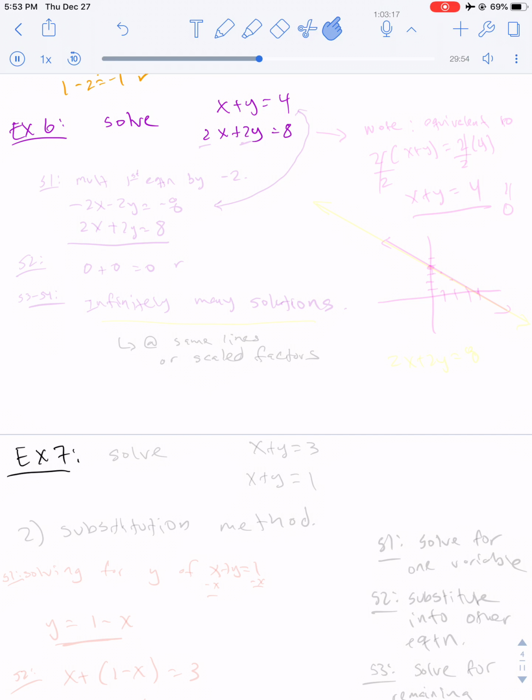Now, notice the first equation has coefficients of 1, so in order to make it into coefficients of 2 with opposite signs, step 1, we need to multiply the first equation by negative 2. So if I do that, then I'll have negative 2x minus 2y equals negative 8. And my second equation stays the same, 2x plus 2y equals 8. Now notice the first equation changed because I manipulated that first equation.